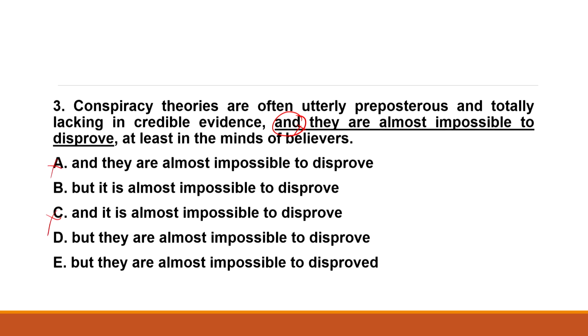Now, since the sentence is talking about theories, that is plural and not theory, which is singular, hence instead of "it", "them" should be used. Therefore, option B is automatically eliminated. Now, only option D and option E are remaining. Now, if we look at option E, it uses the wrong form of verb, that is "disproved".